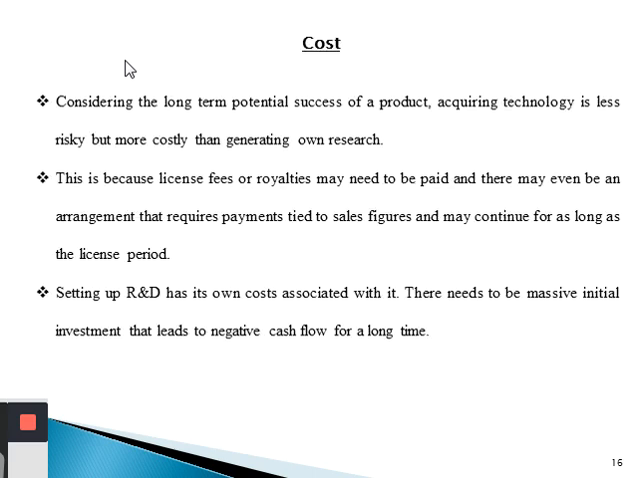Then cost. Now this costing depends on considering the long-term potential success of the product. Acquiring technology is less risky but more costly than generating your own research. That cost depends on the long term, meaning time. Time is also taken, even if a product forms in 1 month or 15 days, with all the chemicals they can invest in this. So there is a lot of loss. This is because license fees or royalties may need to be paid, and there may even be an arrangement that requires payment tied to sales figures and may continue for as long as the license period.